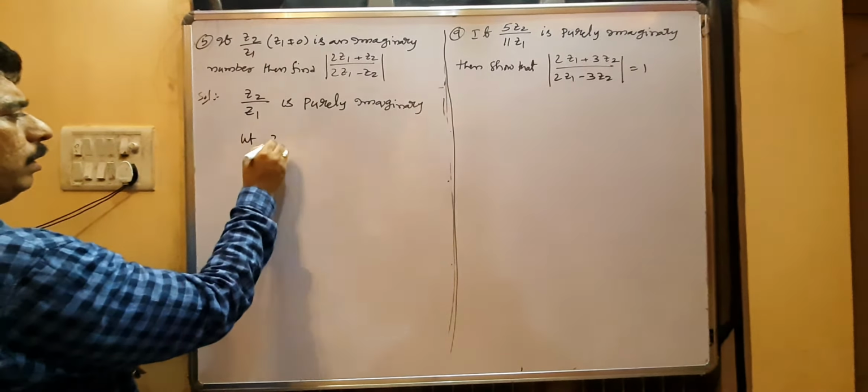(2Z1 minus Z2). In the numerator, 2 common, Z1 common, you get 2 plus Z2 by Z1. In the denominator also Z1 common, we get 2 minus Z2 by Z1. Z1 cancels, so that is the modulus of (2 plus IK) by (2 minus IK). What is the mod of x plus iy?